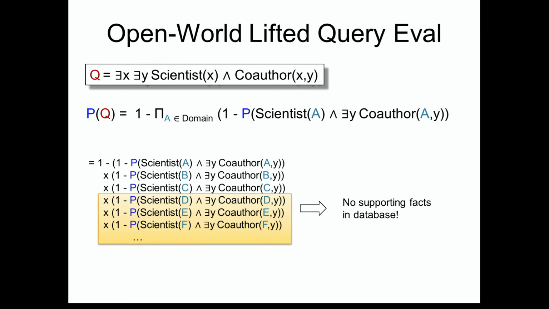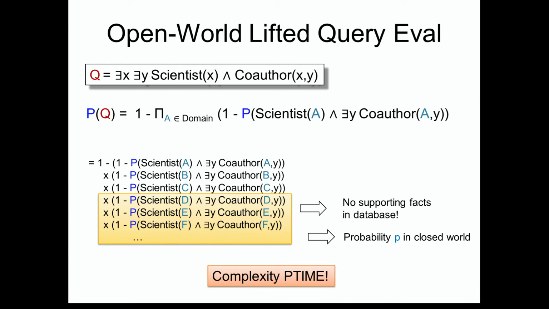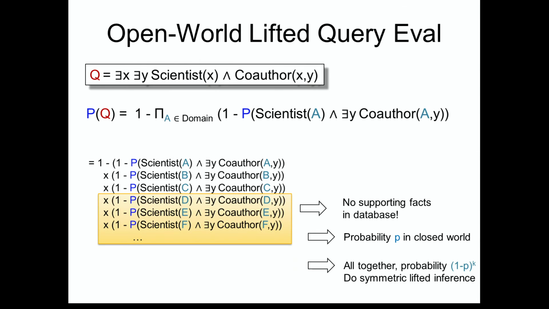Now this goes wrong if you have an open world setting, because now these things, even though they have no support in the database, they still have some probability. And then you get into your 200 exabyte problem. But the nice thing is that all of these queries that have no support in the database, they all have the same probability, so you can compute all of them together with this one expression.